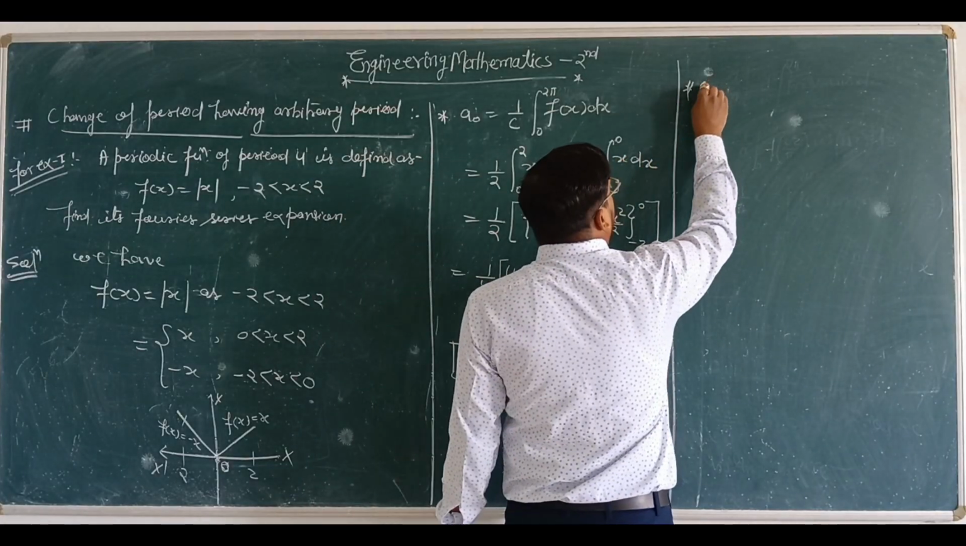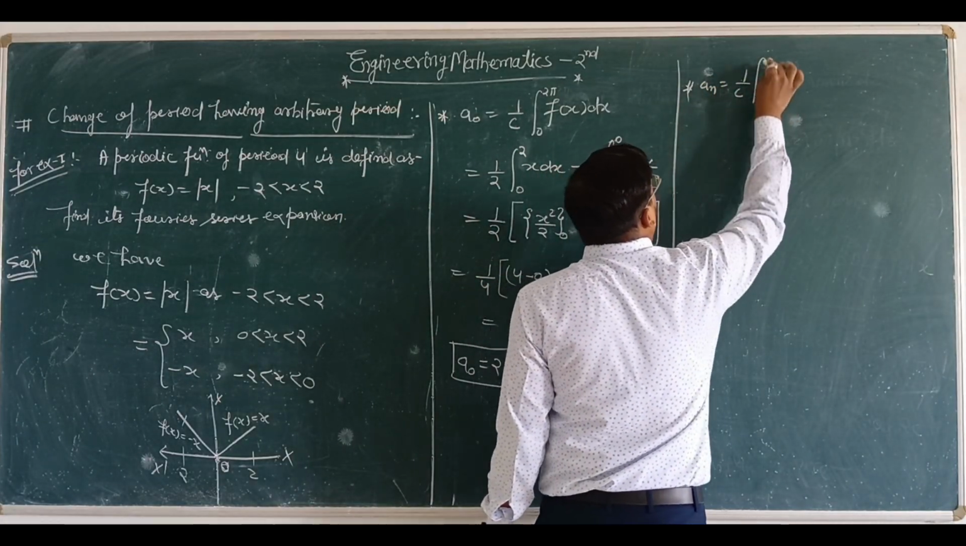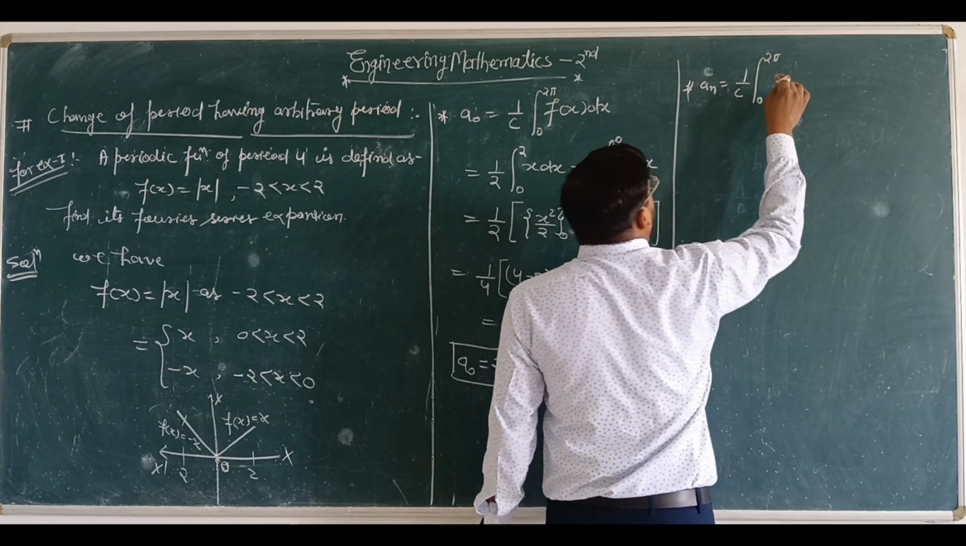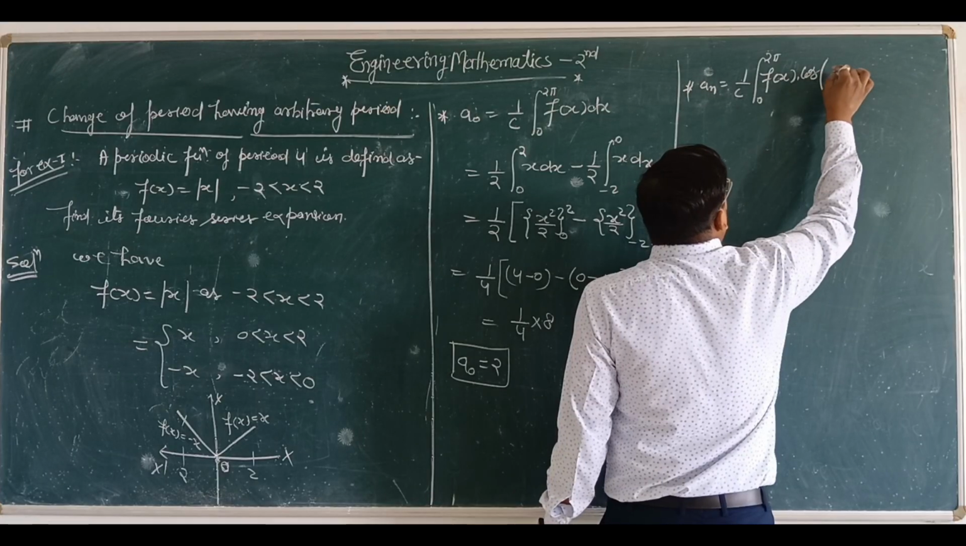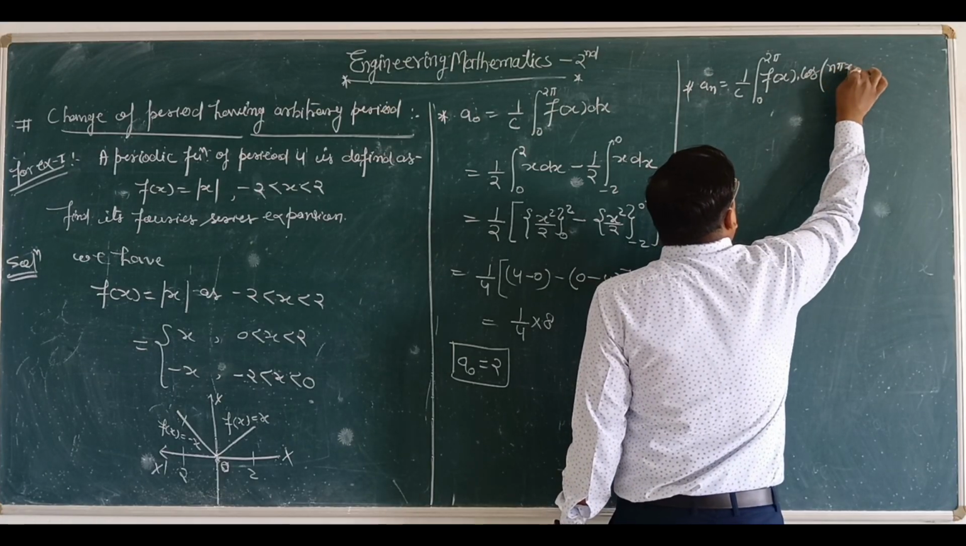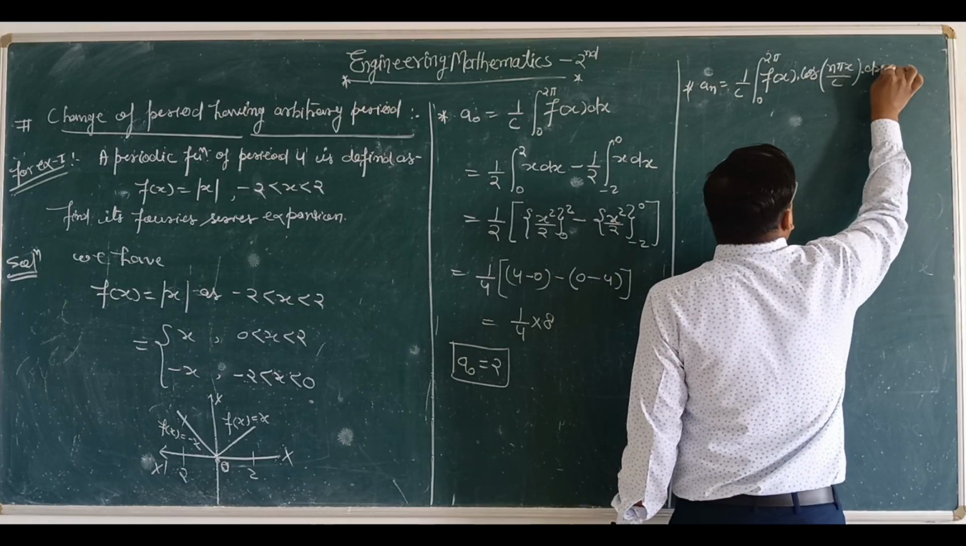You can write an is equal to 1 upon c integration 0 to 2 c f(x) into cos n pi x upon c into dx.